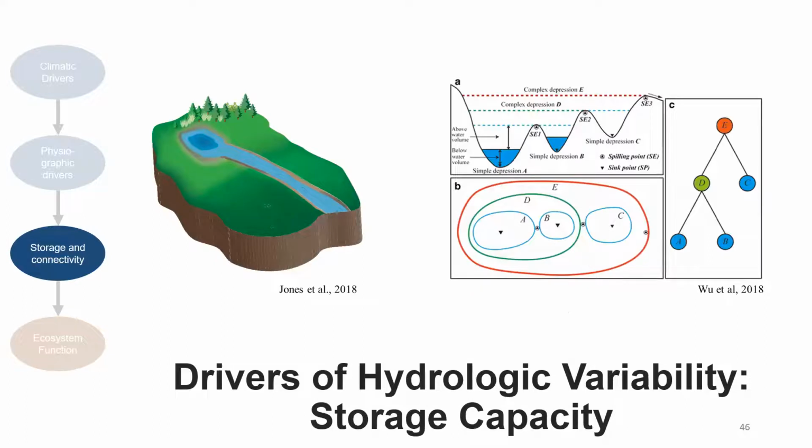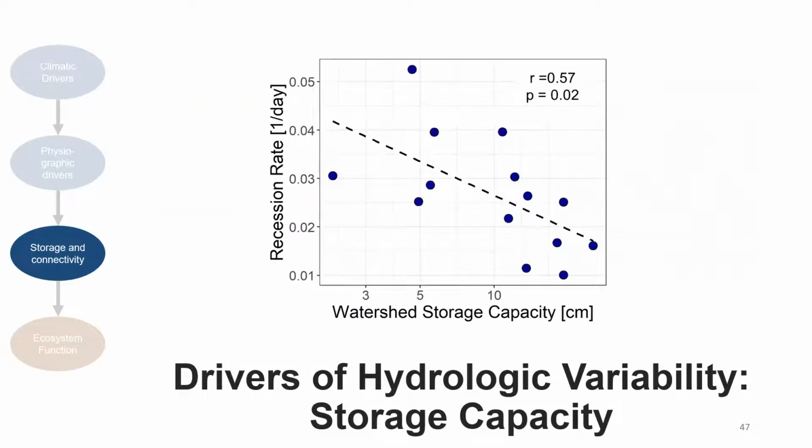And finally, we looked at storage capacity. So how much water can that wetland hold? And again, we did some fancy topographic analyses to do this. I would love to explain this in greater detail, but if I did, a lot of folks would leave. So if you want to know about this, I'll talk about it afterwards. But what we found is this watershed storage capacity correlated well with the recession rate in the wetland.